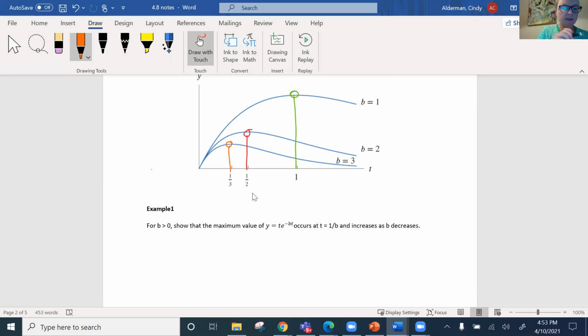Okay, so let's take the standard function y is equal to t e to the negative bt. And we're just going to prove that this actually does work. So if we call this our f and this our g, what we're going to do to find the max, like we did in another section, is set the first derivative equal to 0 and solve. And when we solve, we should get 1 over b. So let's see if we do.